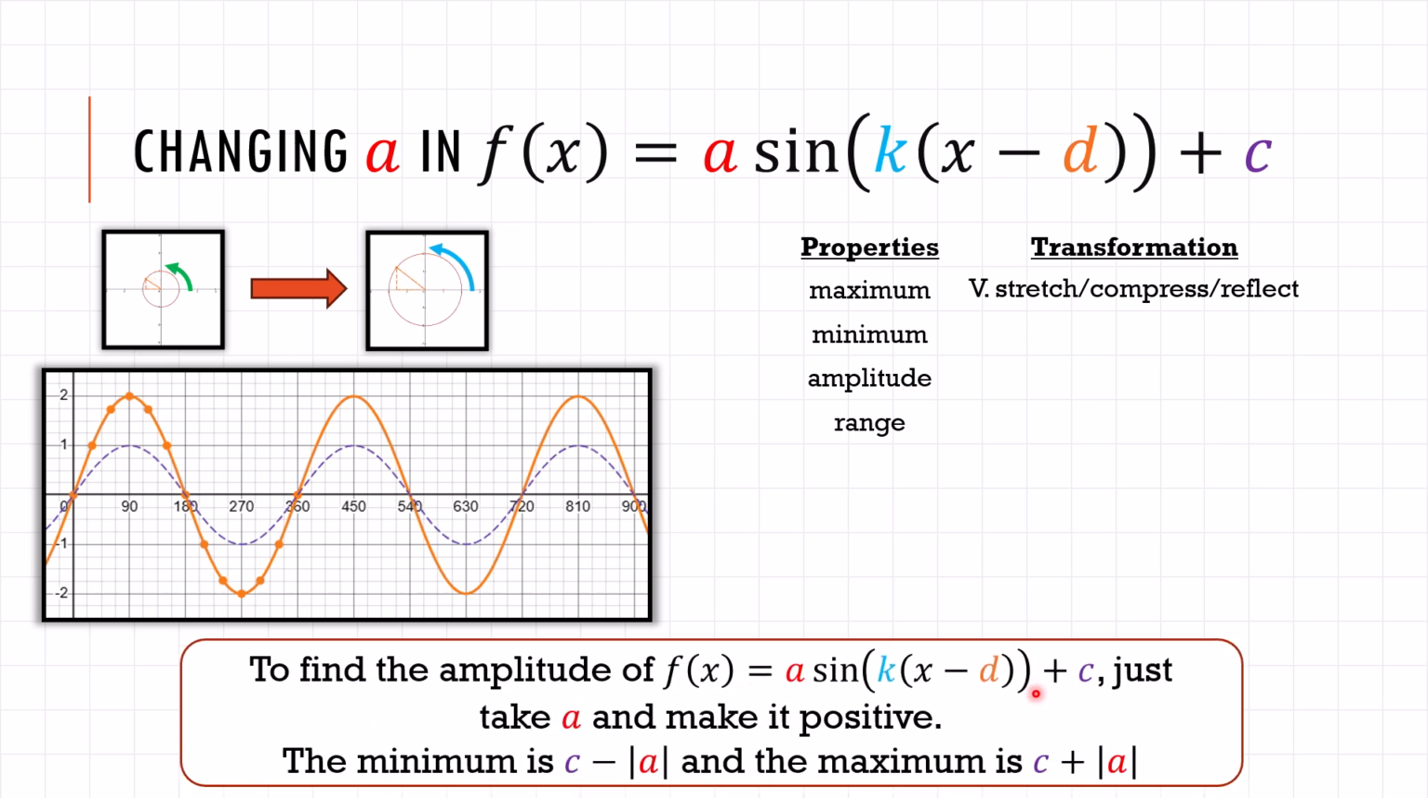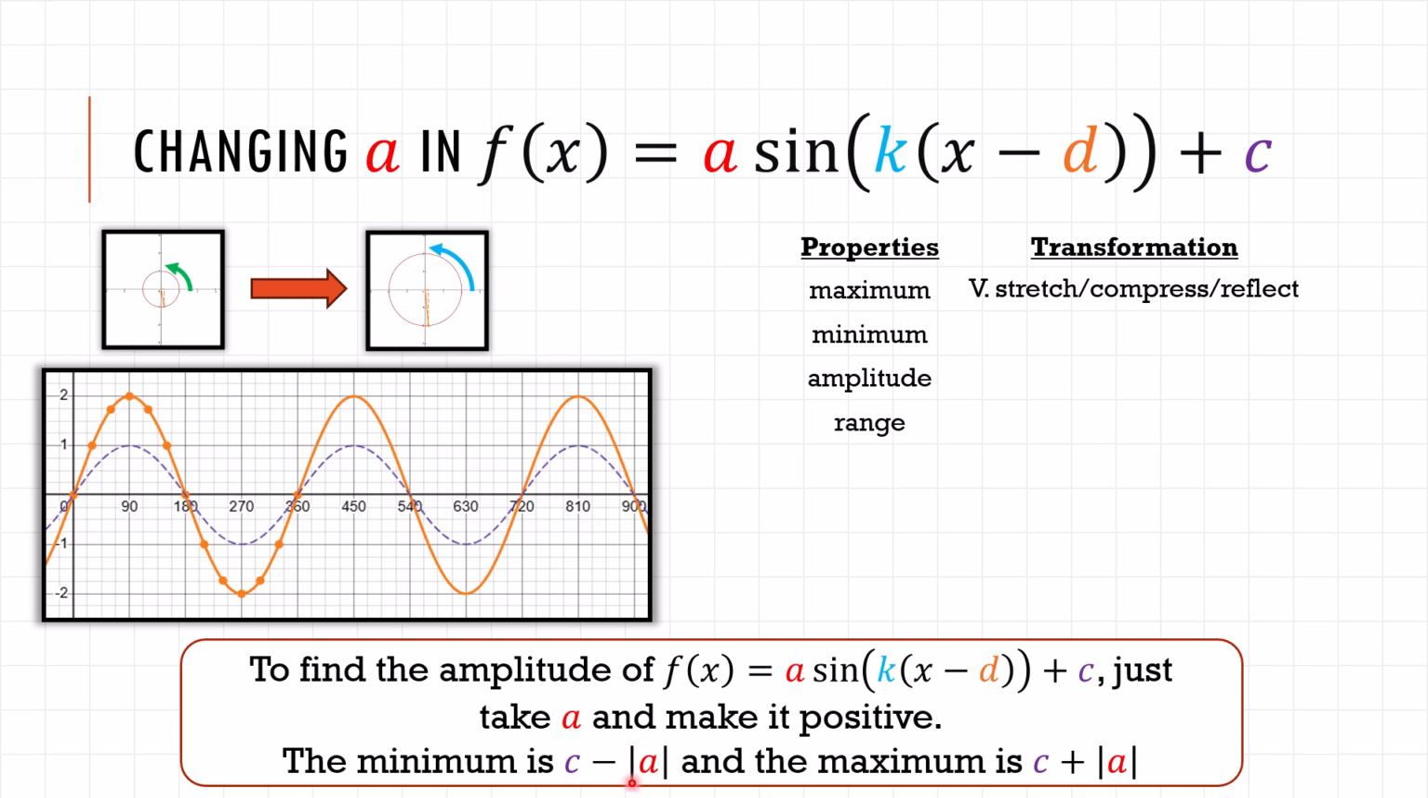So to find the amplitude of a sinusoidal function, all we have to do is take the A value, whatever number is being multiplied by sine, and make it into a positive number because the amplitude is always expressed positively. And once we know that, if the midline is at C, I can go down by the amplitude, whatever the positive value of A is, and that will take me to the minimum point. So to calculate it just from the equation, I can take C and subtract the positive value of A.